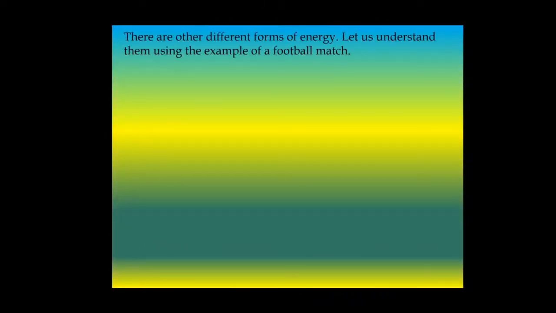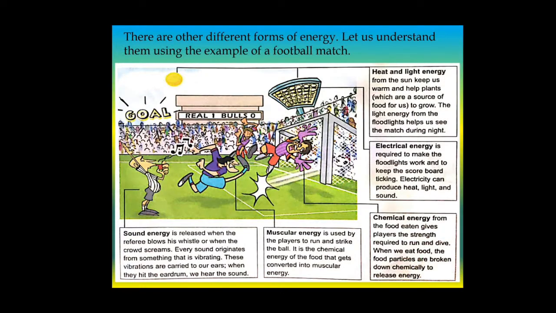Then there are other different forms of energy. Let us understand them using the example of a football match. Over here, we can see different types of energy, like heat and light energy, electrical energy, chemical energy, muscular energy, and sound energy. Heat and light energy from the sun keep us warm and help plants, which are a source of food for us, to grow. The light energy from the floodlights helps us see the match during the night. So from here we get heat and light energy.